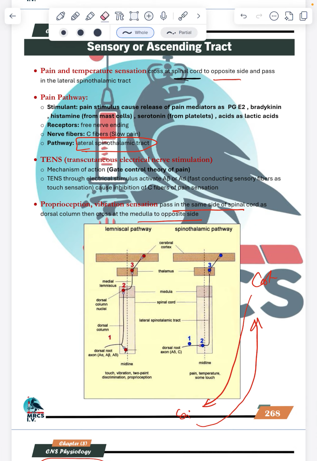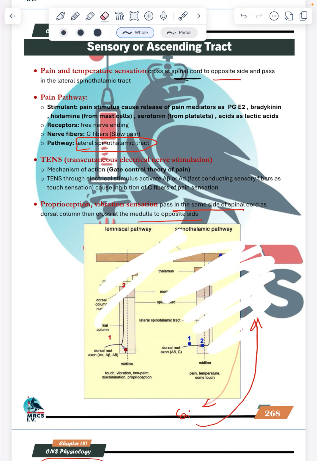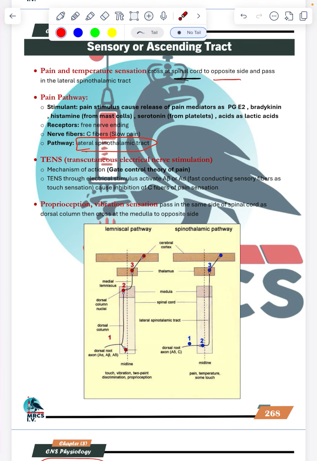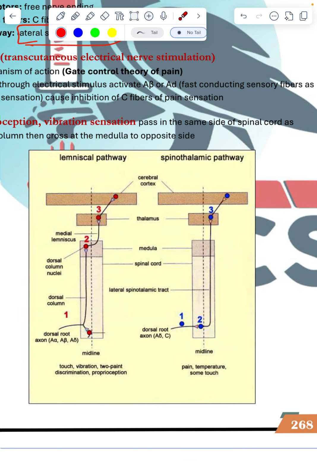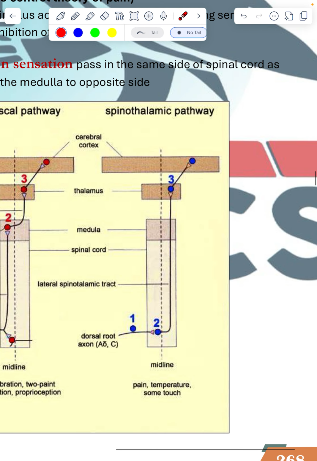So you have to understand the ascending and descending tracts. What is the difference between descending and ascending tracts? Spinothalamic, first try to understand. It carries from the spinal cord going to the thalamus, getting decussated, and going into the cortex. The highest level is the cortex. This is the level of the thalamus, this is the medulla, the spinal cord, and the lateral spinothalamic tract. The first order neuron, sensory from the dorsal root, synapses here. The second order neuron crosses at the same level.